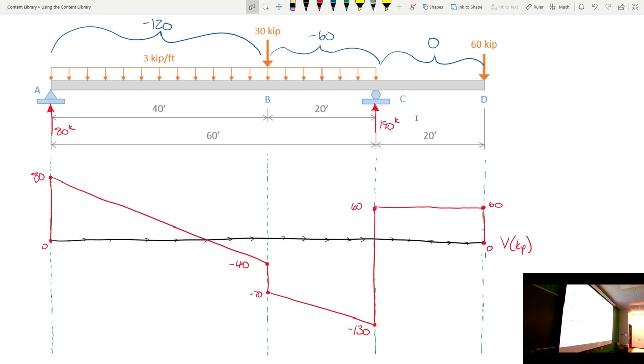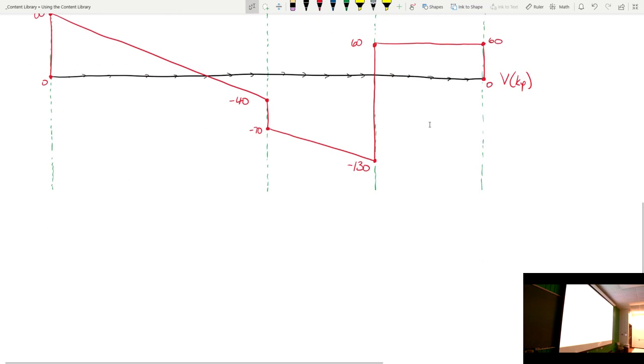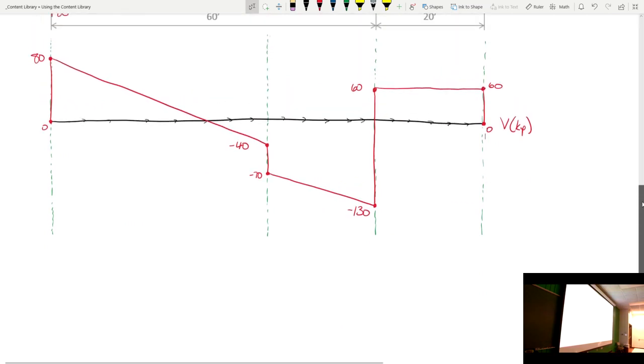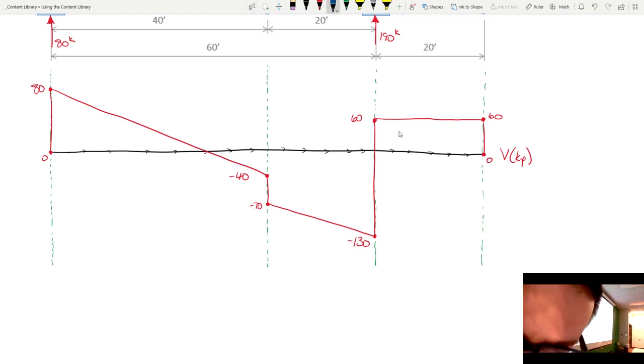Are we good? All right, so now we need to construct the moment diagram. And in order to construct the moment diagram, we need to integrate this shear diagram, okay? So first off, let me scroll like that so we can see the dimensions a little bit. Let's start off with this rectangular region here off the right. So I have 60 kips high, 20 feet long. So 60 times 20 is plus 1,200.